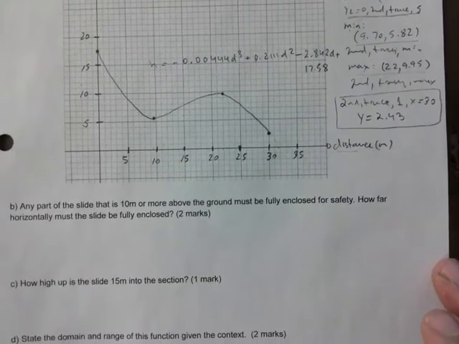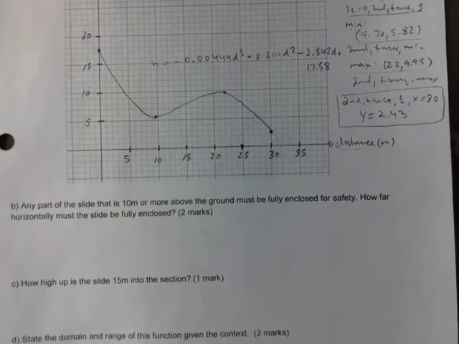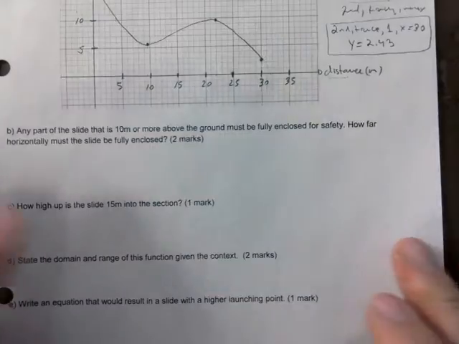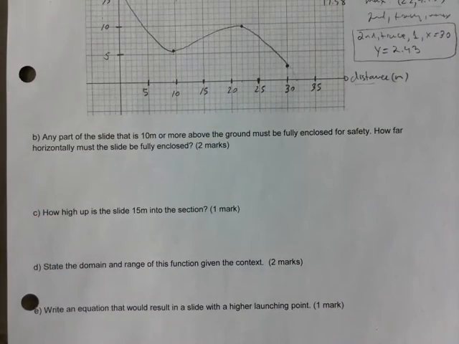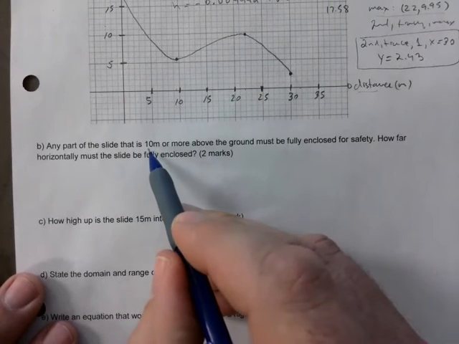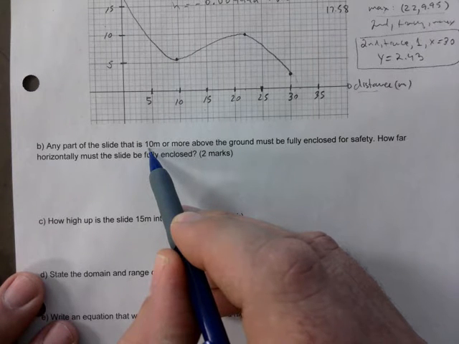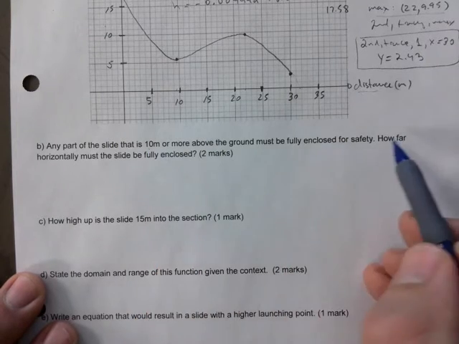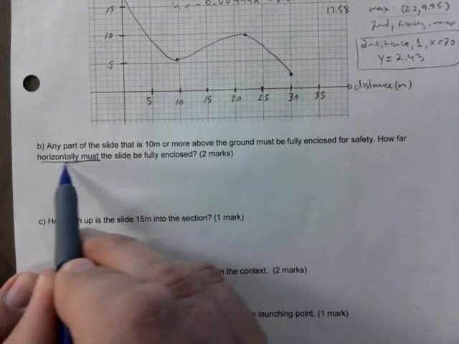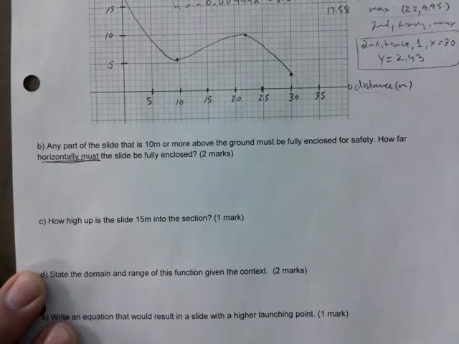Now let's answer some questions here. Any part of the slide that is 10 meters or more above the ground must be fully enclosed for safety. How far horizontally must the slide be fully enclosed? Okay, so this is one of those questions that is like, how much time was the ball at or above a certain height? Except for now it's asking you for distance, right? Horizontal distance. So we're going to go ahead and do that.